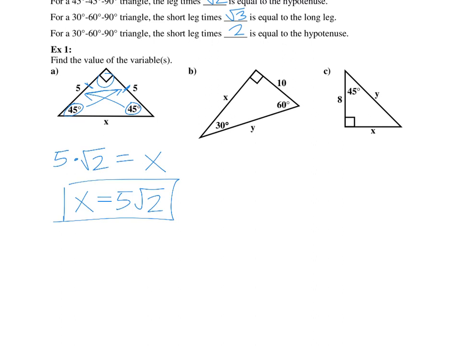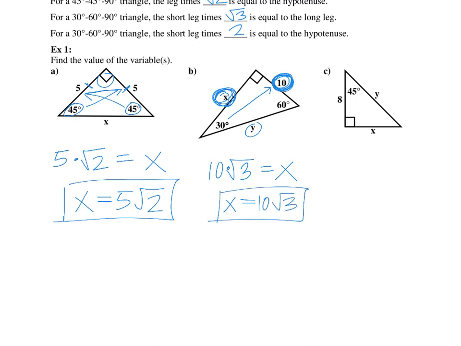For part B here, the Pythagorean theorem won't work because I have 2 unknown lengths. But if you know your 30, 60, 90 properties, you can figure them out. Across from the 30-degree angle, this is my short leg. What do you do to the short leg to get the long leg? I multiply it by the square root of 3, and that's equal to the long leg, which is x. So x is equal to 10 square root of 3.